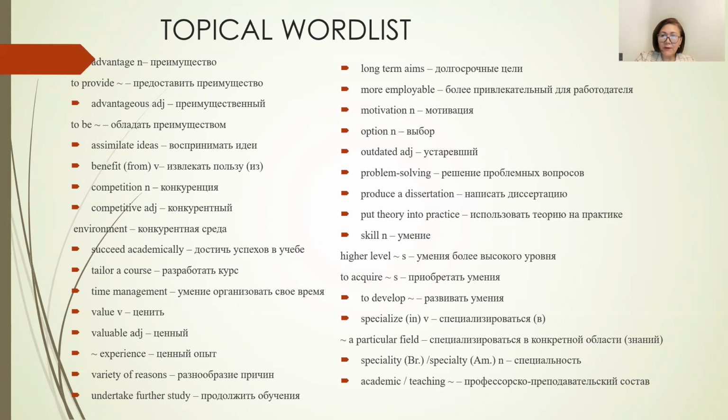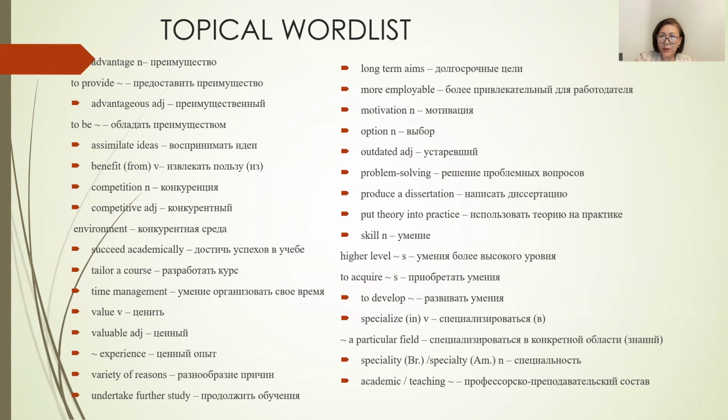Value. Ценить. Valuable. Ценный. Valuable experience means ценный опыт. Variety of reasons. Разнообразие причин. Undertake further study. Продолжить обучение. Long-term aims. Долгосрочные цели. Также вы можете взять краткосрочные цели as short-term aims. More employable. Более привлекательный для работодателей. Motivation. Мотивация. Outdated. This is an adjective. Устаревший.